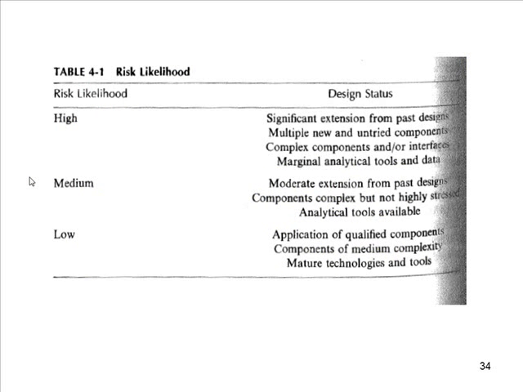Okay, risk likelihood. This table shows the conditions when you can have high risk. Okay, when do you have high risk? When you have significant extension from previous designs. I gave an example of Boeing designing the newest passenger plane, which was a significant deviation from the previous designs in terms of the composite materials being used, the control systems, everything. And so the risk is higher.